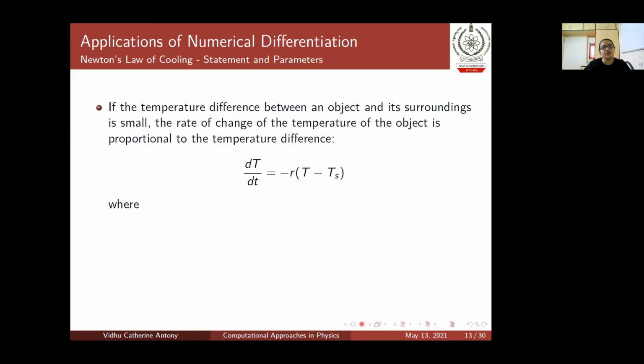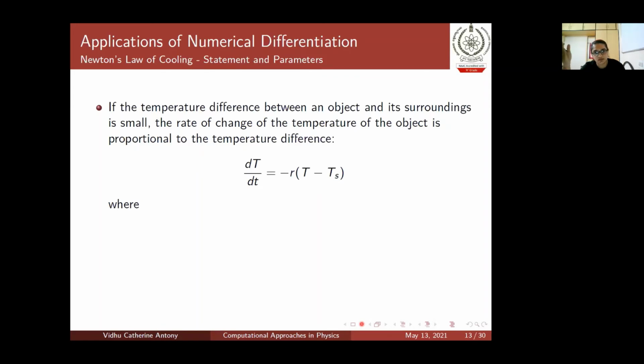Okay, so now let's come on to Newton's law of cooling. We've probably been looking at this since high school. Newton's law of cooling has been taught ever since high school. Now, what does it tell you? It tells you if the temperature difference between an object and its surroundings is small, then the rate of change of temperature of the object is proportional to the temperature difference.